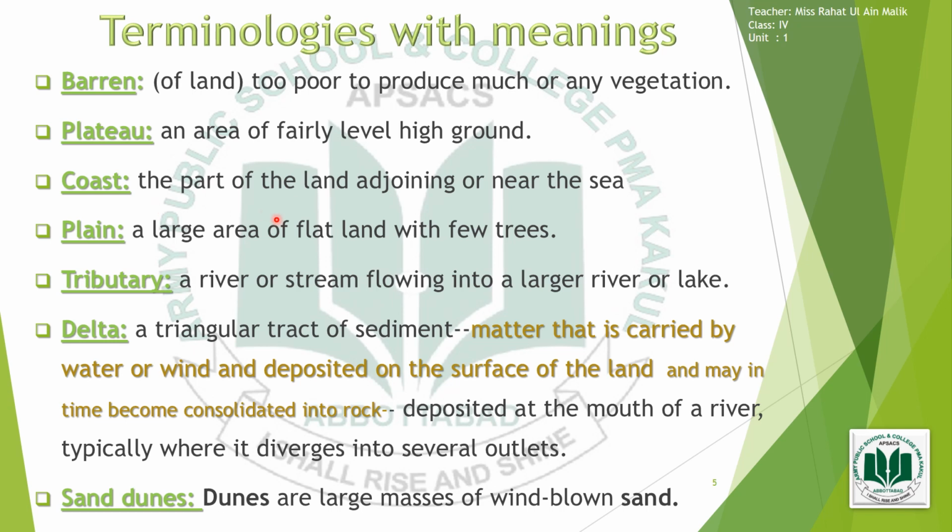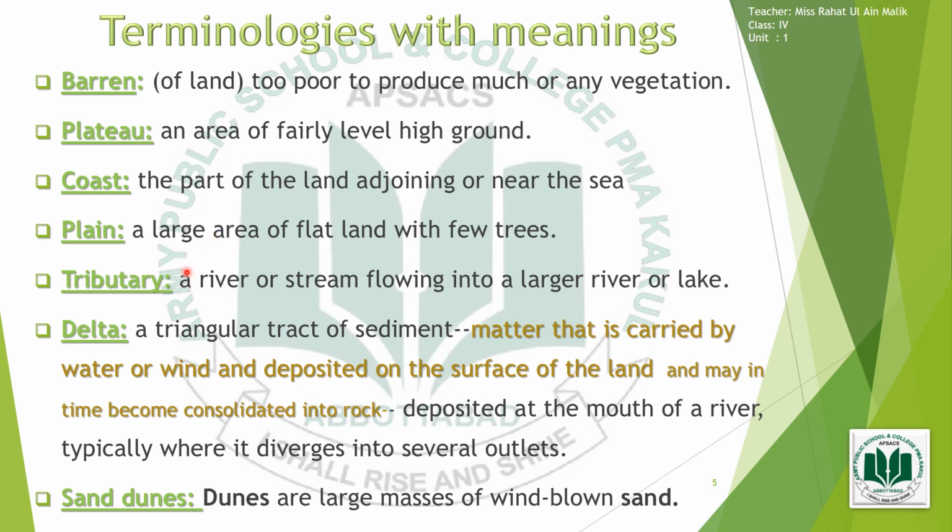Plateau, an area of fairly level high ground, right? It is an area which is having high ground. Coast, the part of the land adjoining or near the sea. That part of the land that is situated near the sea is called coast. What is a plain? It is a large area of flat land with few trees. It is a flat land, right? But a few trees are included in that plain.